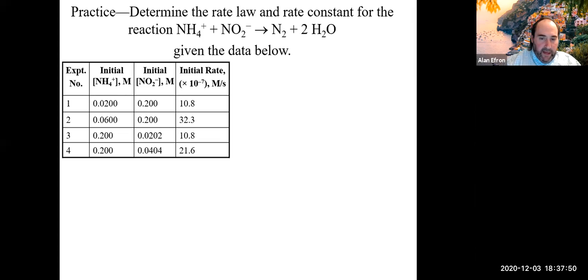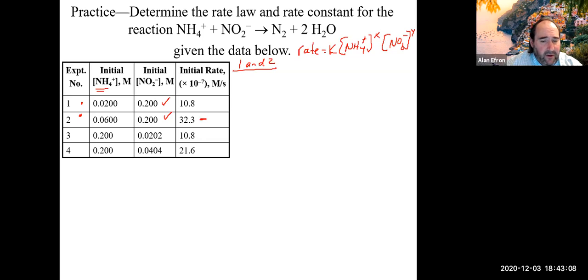Same deal. Let's determine the rate law with the orders and the value of the rate constant using the information in this table and see what you come up with. It does look like perhaps 1 and 2 will again accomplish that for us. In this case, it's going to keep the NO2 minus constant while varying our NH4 plus. The generic rate law would be the rate is equal to K times the NH4 plus to the X and the NO2 minus to the Y. So using those two things, we'll do 1 and 2.